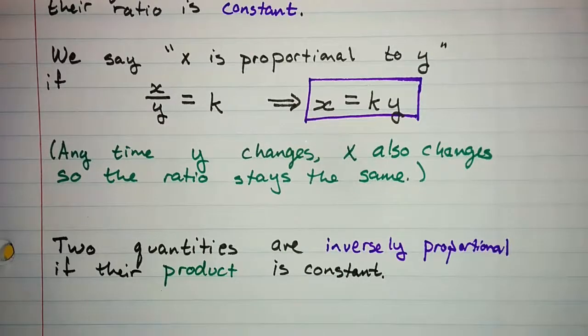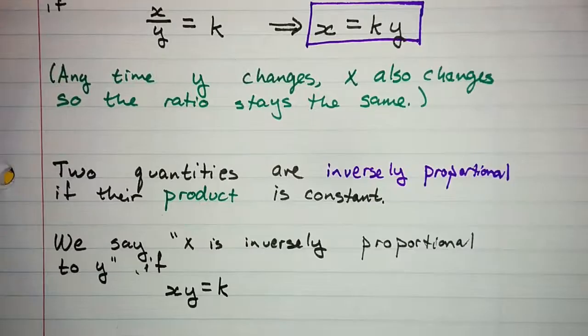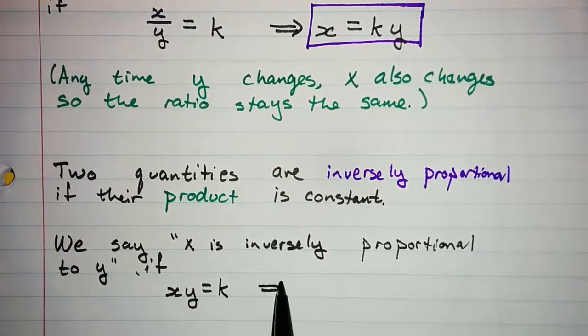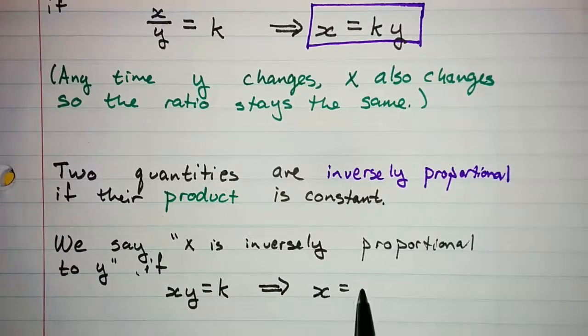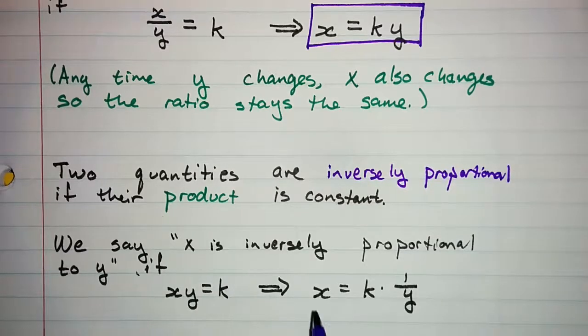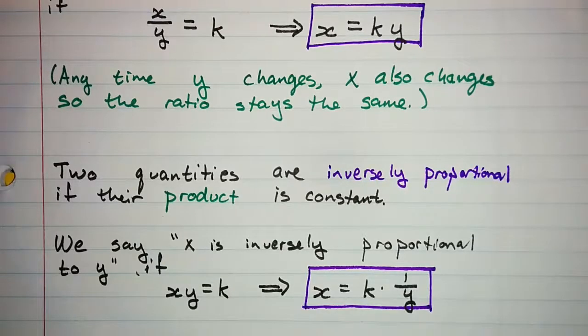Two quantities are inversely proportional if instead of their ratio being constant, their product is constant. We say x is inversely proportional to y if xy is a constant. Again, taking this equation and dividing both sides by y, we get x equals k times 1 over y. And again, we're going to prefer this form because it's going to be more convenient when we start combining things.